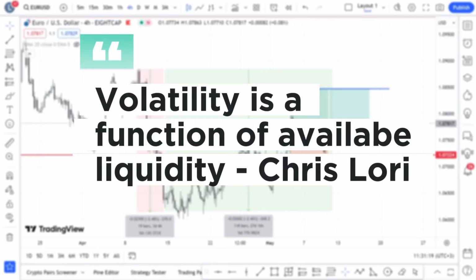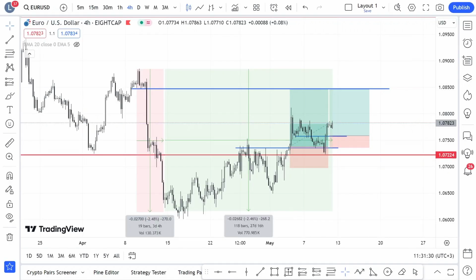Volatility is a function of available liquidity. This is a quote I got from famous trader Chris Lowry. And looking at your chart, it's clear that price will always push to the less liquid side of the market. And I'm sure SMC traders, these are concepts you're also familiar with.